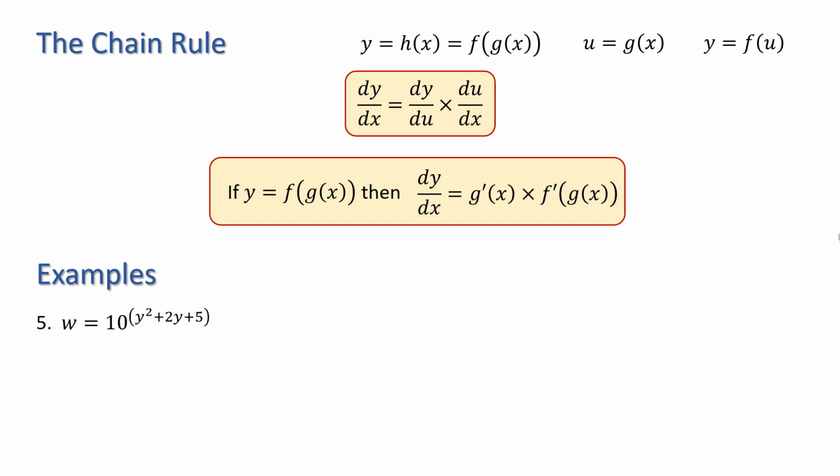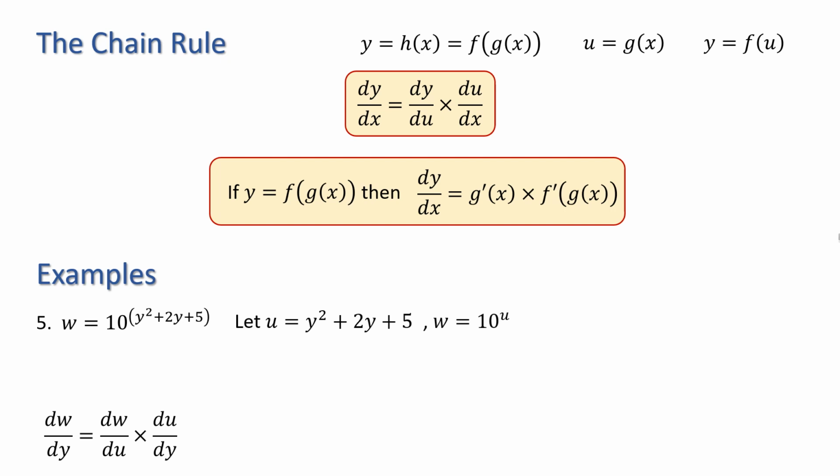In this example, the independent variable is y, and the dependent variable is w. So the chain rule becomes dw by dy equals dw by du times du by dy. Letting u equals y squared plus 2y plus 5, we have w equals 10 to the u. Du by dy is straightforward. We have 2y plus 2. We can't differentiate w directly, so we need to think a little more carefully. Well, in this case, we have to use our knowledge of logs.